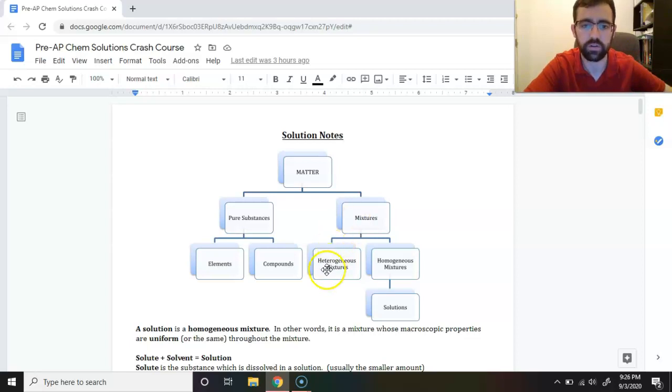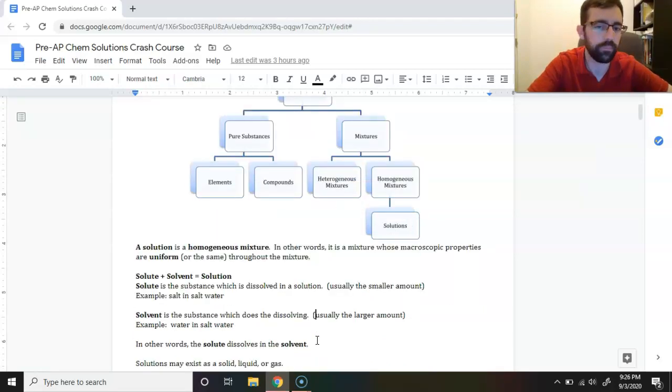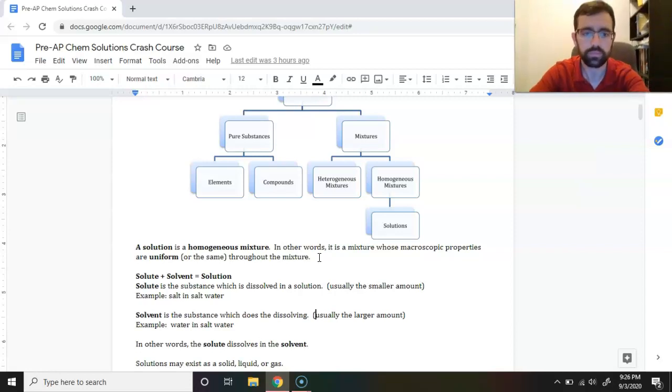You've got two types: heterogeneous mixtures, the ones where you can see the difference throughout it, it has a different appearance throughout in one way or another. And then you've got homogeneous mixtures, which is what we're talking about in this unit. Homogeneous mixture is another word for solution. A solution is a homogeneous mixture, which means it's a mixture whose macroscopic properties are uniform. Macroscopic properties are the ones that you can observe without, like, an electron microscope. They are observable properties, and they are the same throughout the mixture.